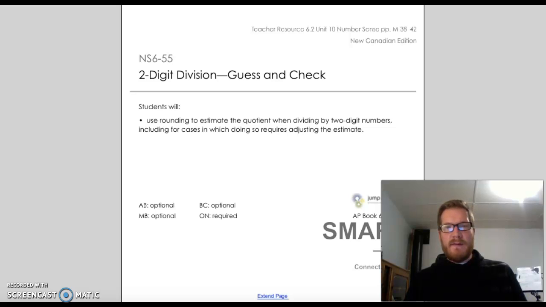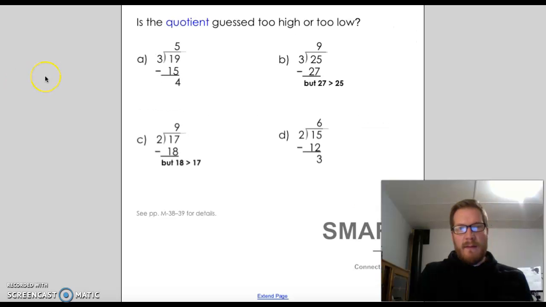We're doing some two-digit division using guess and check. It's going to match up with pages 43 and 44 in the workbook. Our skill by the end of this lesson is that we can use rounding to estimate the quotient when dividing by two-digit numbers, including for cases in which doing so requires adjusting your estimate. So let's get right into it.